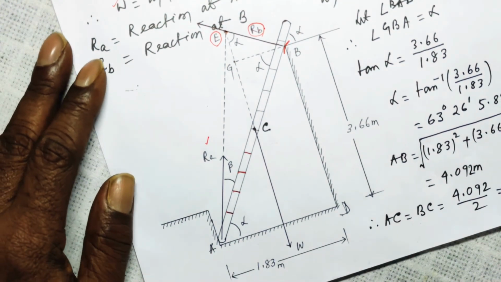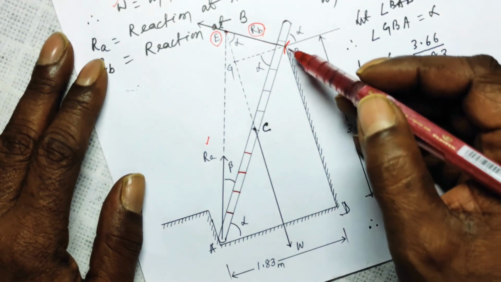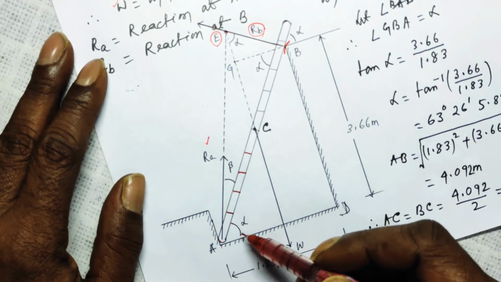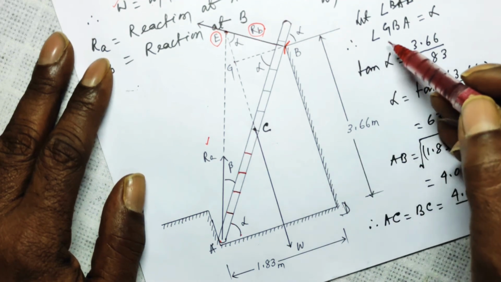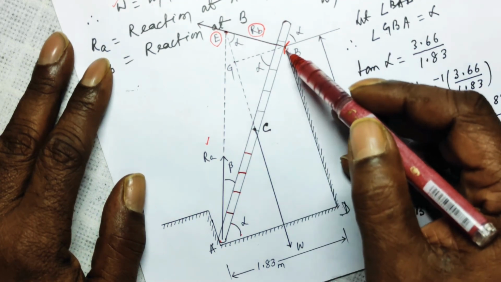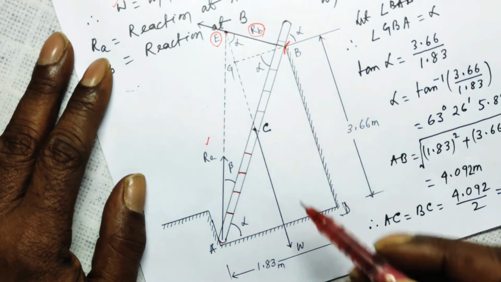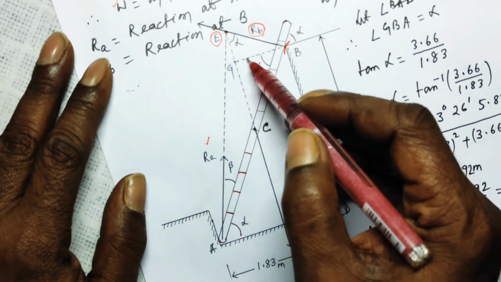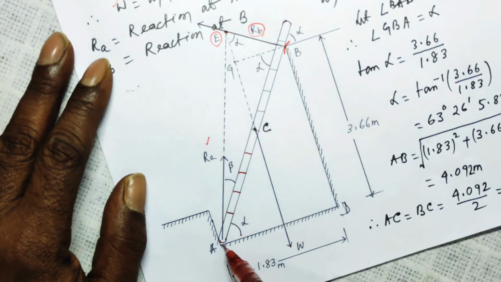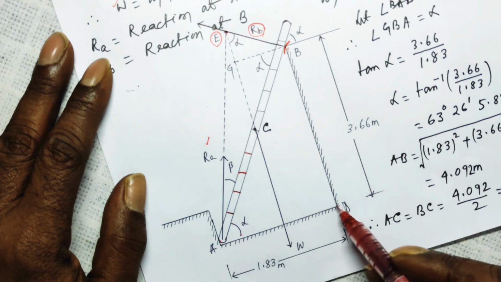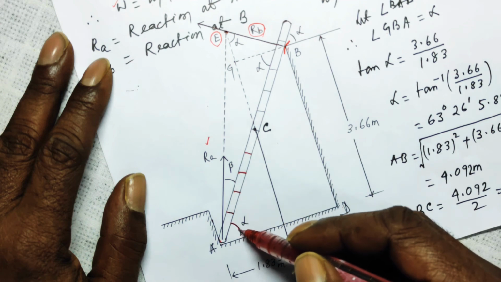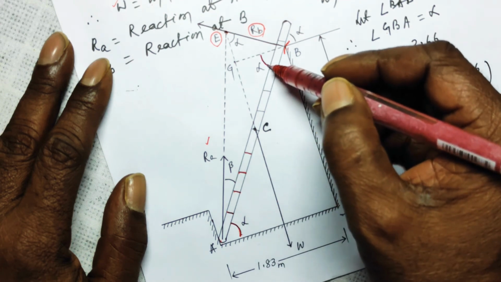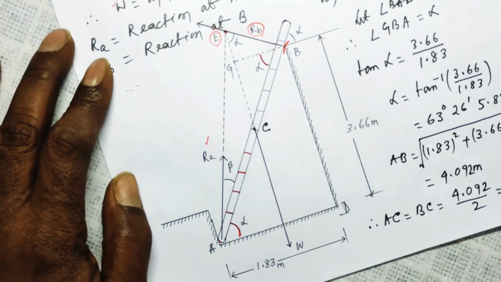So let angle BAD be equal to alpha. Therefore, angle GBA is also alpha. Why? Because this dotted line and this one are parallel, and the ladder itself is a transversal. So if this angle is alpha, this will be alpha because of alternate angles.